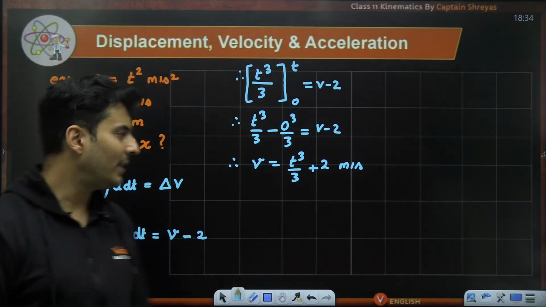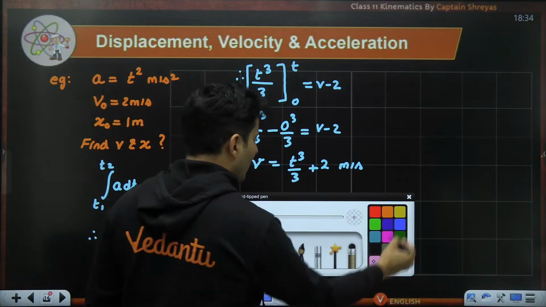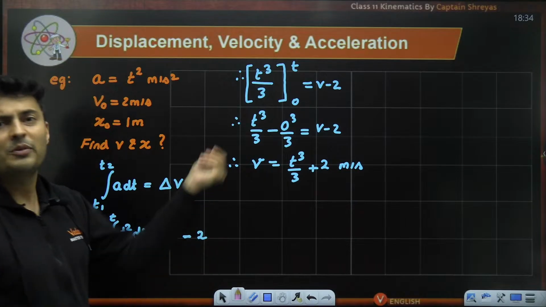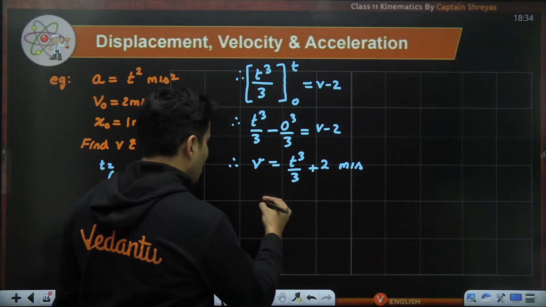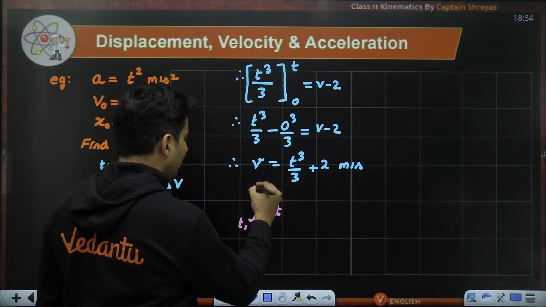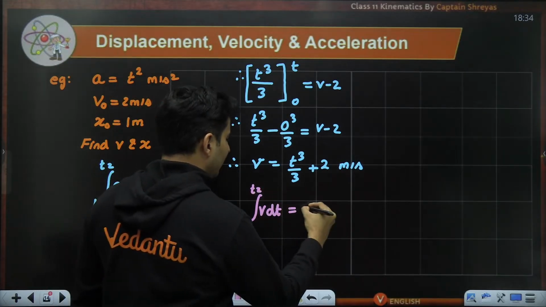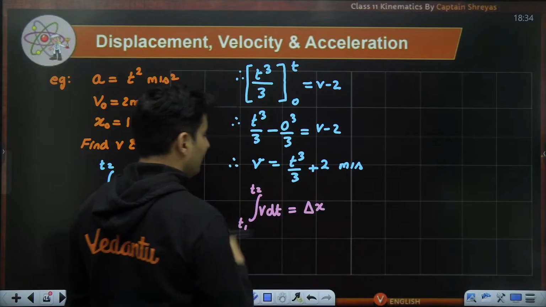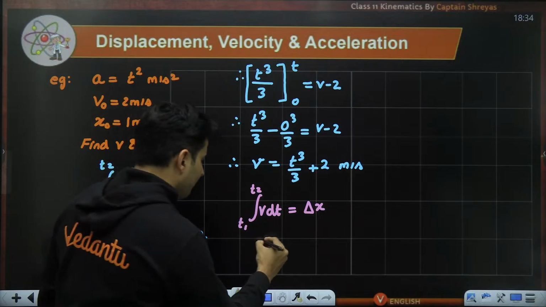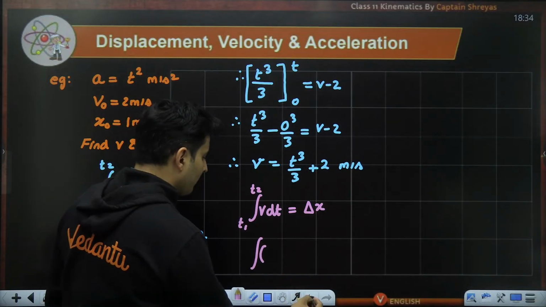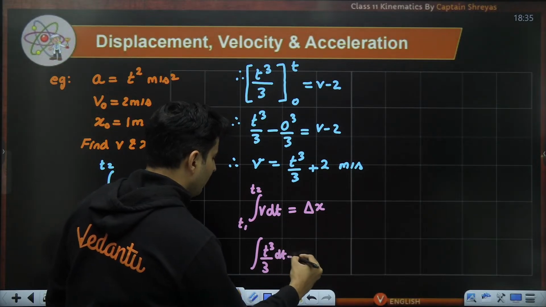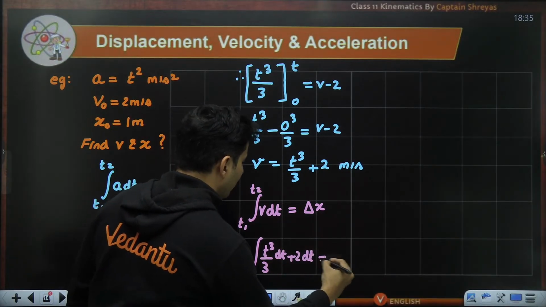How do I do the next part? Position. From velocity, if you integrate it, you will get position. Integration of velocity with respect to time from t1 to t2 will give me the change in position, which is displacement. I have to use a very similar logic here. Velocity is already known to me. It is nothing but t cube by 3 dt plus 2 dt.